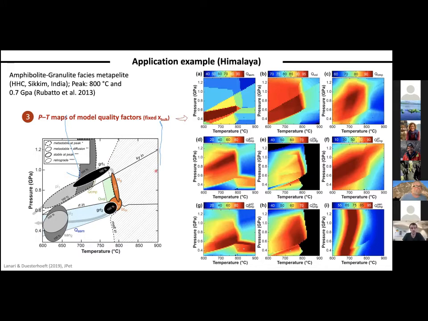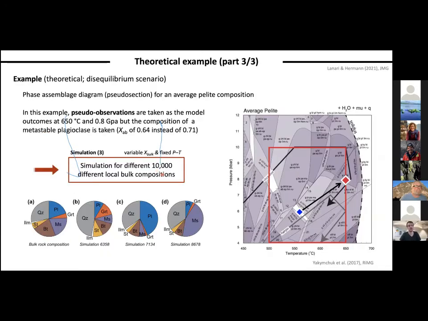And to answer this question, we can come back to the theoretical example, and we do the same exercise again to simulate 10,000 local bulk compositions, but instead of using an equilibrium scenario, we use a disequilibrium scenario. So for the composition of the plagioclase that we use to calculate all the local bulk compositions, we don't take the composition of the plagioclase at the peak, that is X albite 0.71, but we take a prograde plagioclase, as it was for the Himalayan sample. And then we see how the model at this PT will react to that.